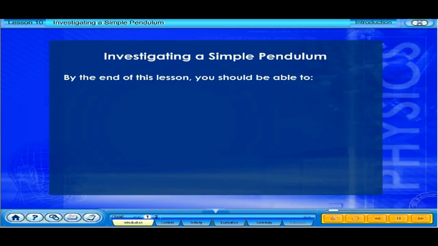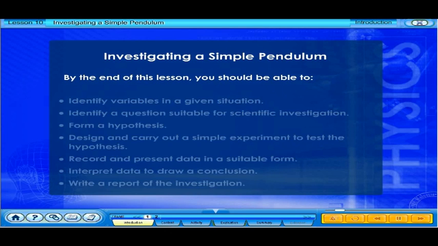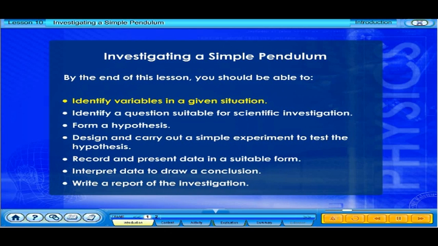By the end of this lesson, you should be able to identify variables in a given situation, identify a question suitable for scientific investigation, form a hypothesis, design and carry out a simple experiment to test the hypothesis, record and present data in a suitable form, interpret data to draw a conclusion, write a report of the investigation.